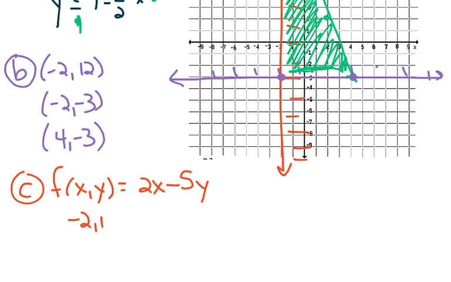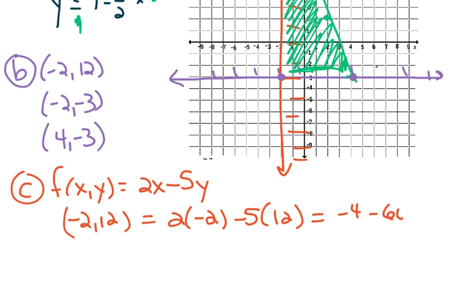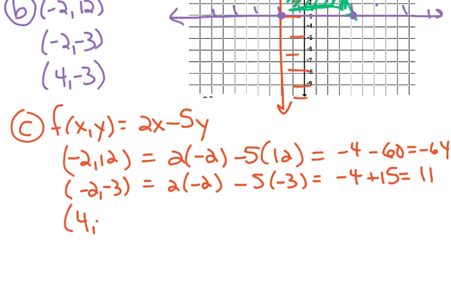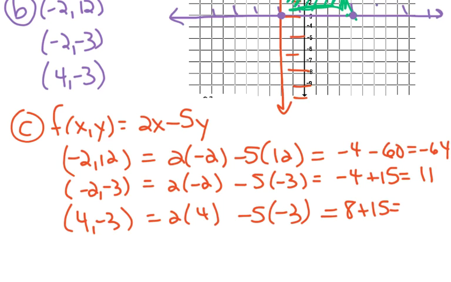So when I plug in -2, 12, I'm going to get 2 times -2 minus 5 times 12, which is -4 minus 60, which is -64. Now I'm going to plug in -2, -3. 2 times -2 minus 5 times -3, which is going to be -4 plus 15, which is 11. And then the last one, 4, -3: 2 times 4 minus 5 times -3 is going to be 8 plus 15, which is 23.